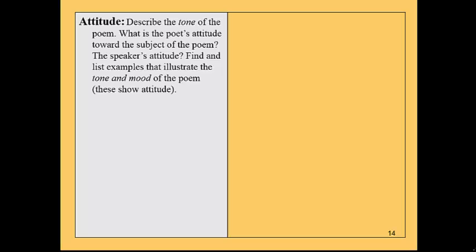Attitude. Now here again, it's a little repetitive, but you describe the tone of the poem. What is the poet's attitude towards the subject of the poem? What is the speaker's attitude? Now the speaker and the poet may not always be the same person. We know it's the same person here because Walt Whitman uses the personal I. So we know that the personal I indicates that this poet is speaking about himself.